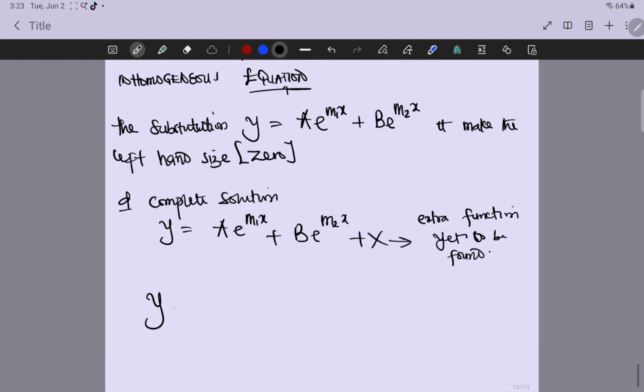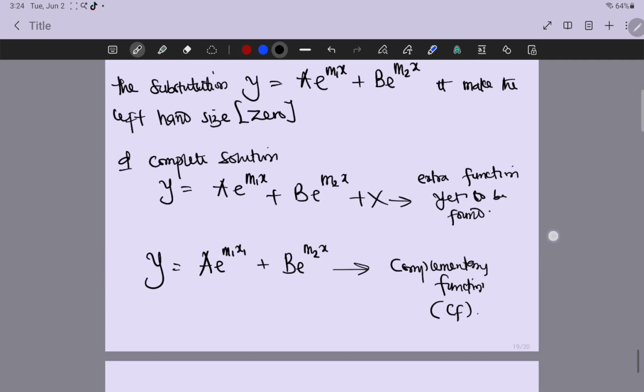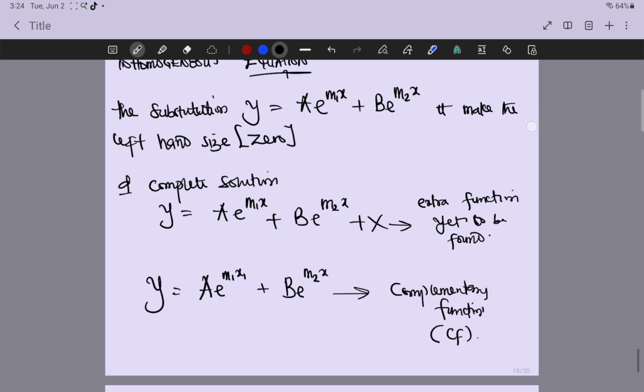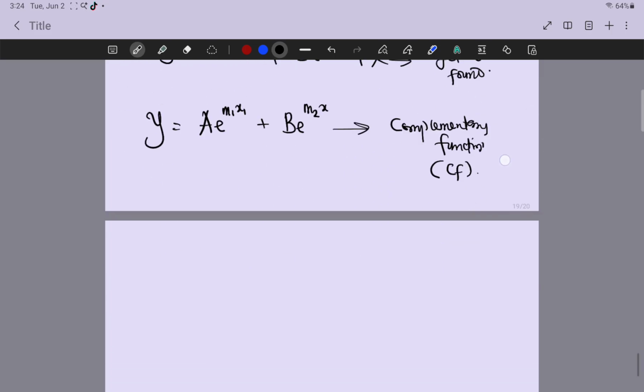And so y, which is equal to ae to the m1x plus be to the m2x, this guy is called the complementary function. In some textbooks you see it as CF. So it is good that we go through these rudiments so that when you are solving questions, you will know what you are dealing with, right?